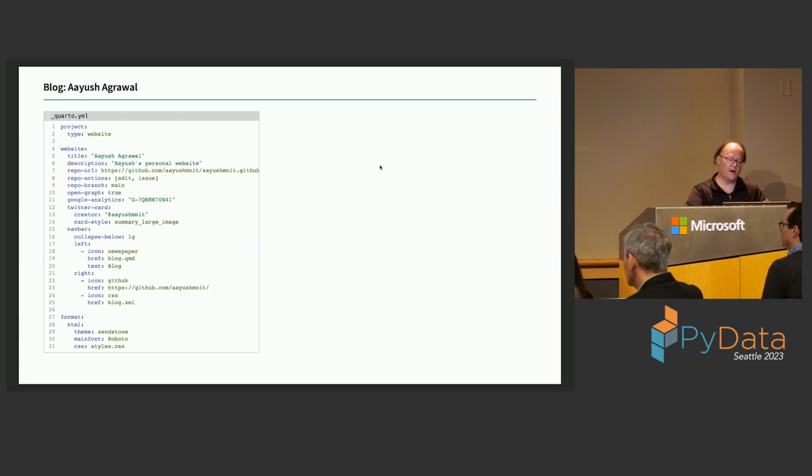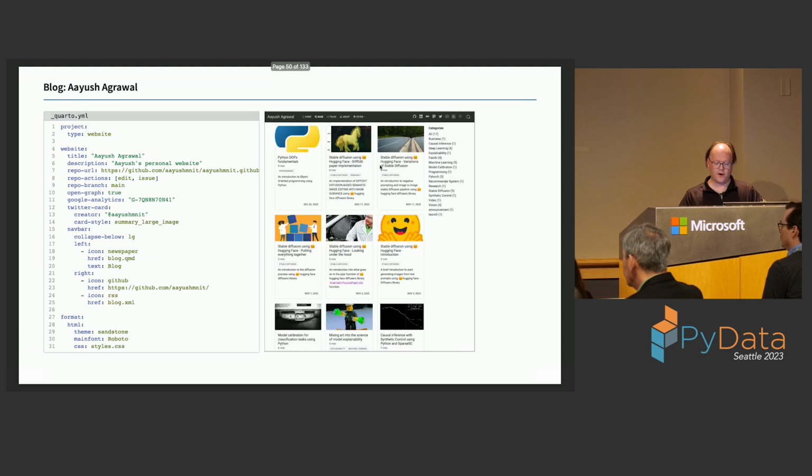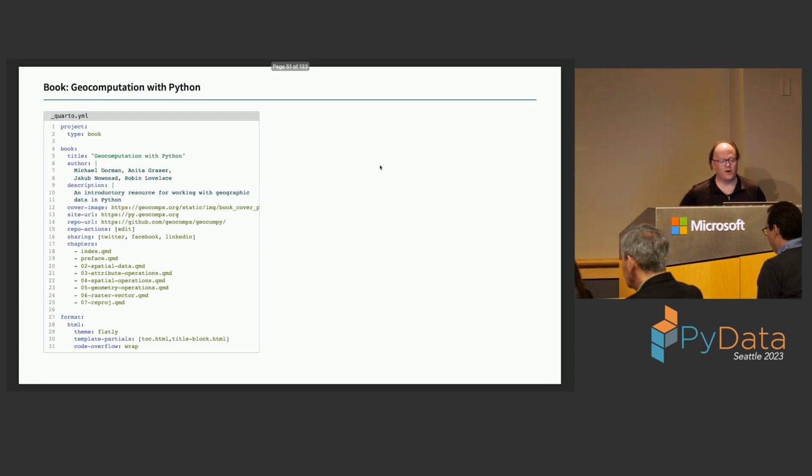Here's a blog. Similar, we have some social stuff, Google Analytics, a little bit of customizing the behavior of the nav bar and when it collapses. And here, the homepage looks a little different. It has tiles for all the different blog posts. So this is a blog done as a project. And then an example of a book.